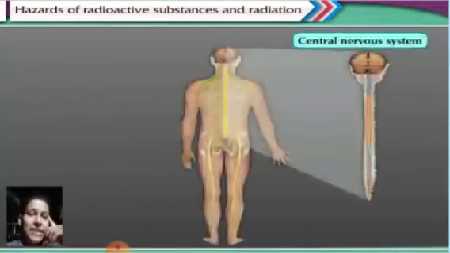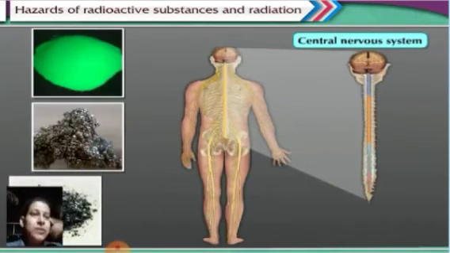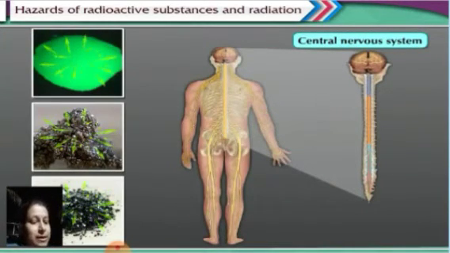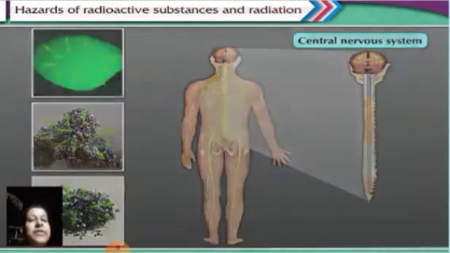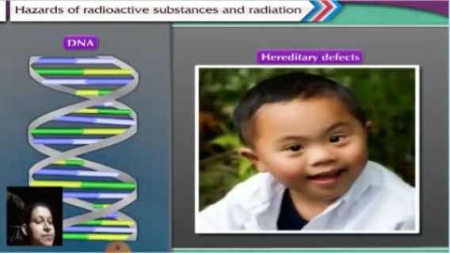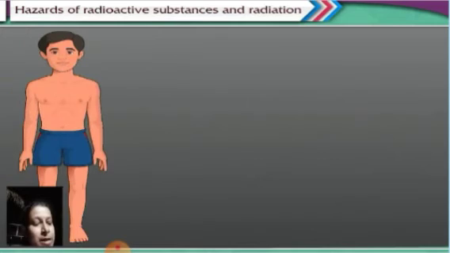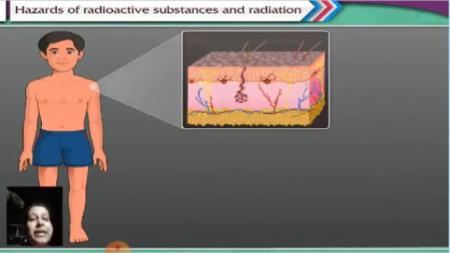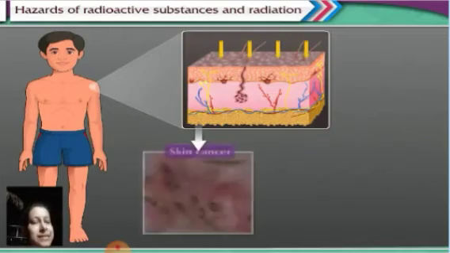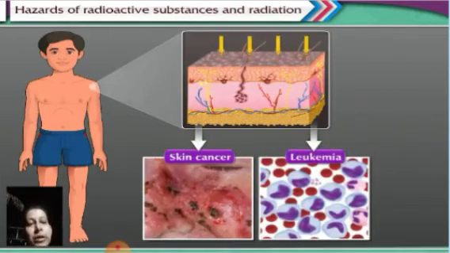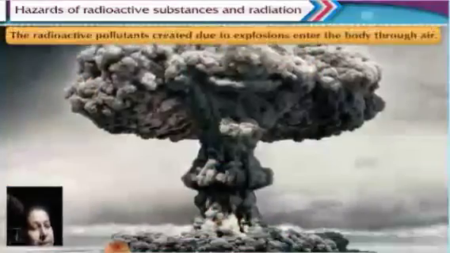So our brain is affected and the spinal cord is also affected due to the radiations. Hereditary defects are also generated by bombardment of the radiation on the DNA inside the body. So you can see a hereditary defect in that child. Radioactive substances can penetrate our skin and cause diseases like skin cancer as well as leukemia, that is nothing but blood cancer.